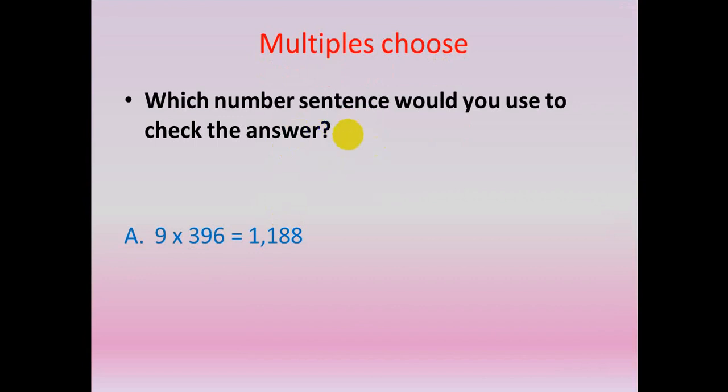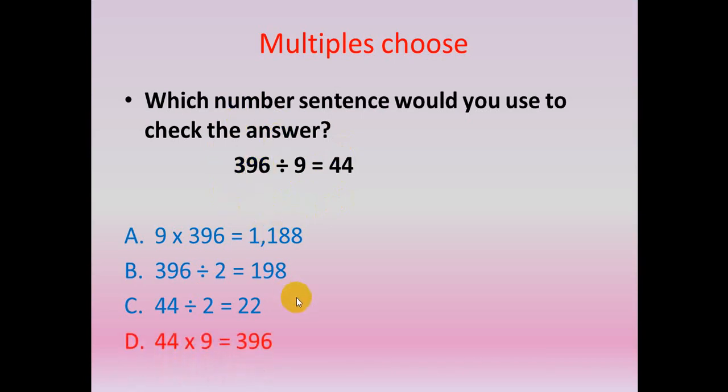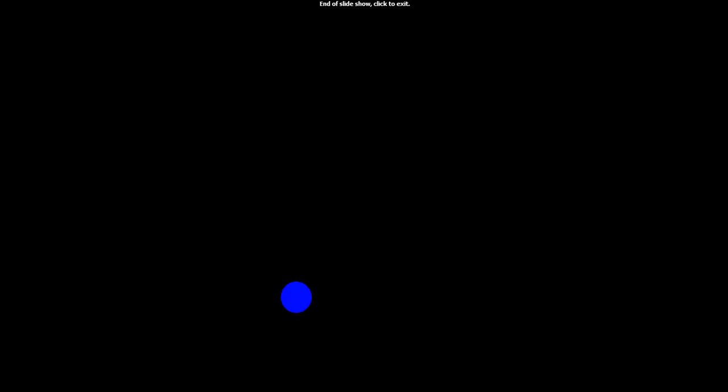Which number sentence would you use to check the answer? The problem is 396 divided by 9 equal 44. It will be 9 times 44 equal the dividend. Divisor times the quotient equal dividend. Yes, 44 times 9 equals 396.